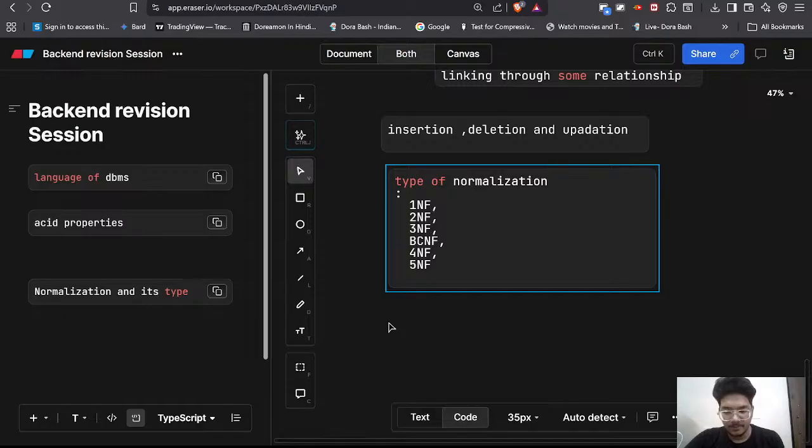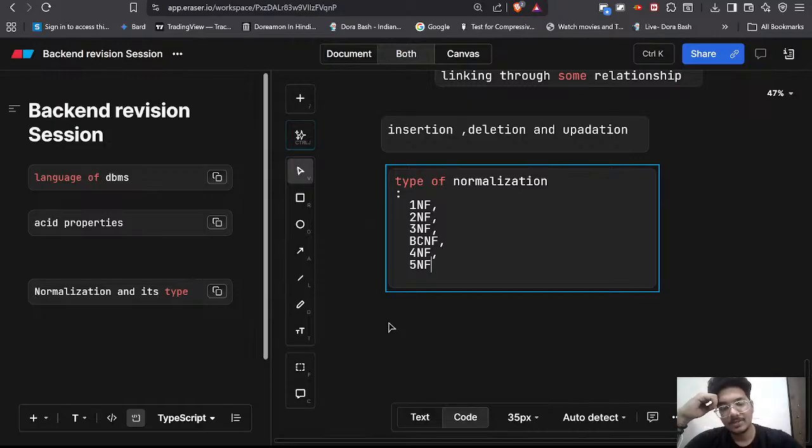So for 2NF, it must be in 1NF, and each non-prime attribute is fully functionally dependent on the primary key. In 3NF, it should be in second normal form, and there is no transitive dependency. If a transitive dependency occurs, then it is not in 3NF.